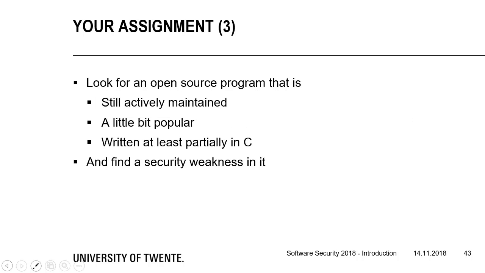Assignment number three, that's optional. So when you would like to get an excellent, what you do is you look for an open source program that is still actively maintained. That's a little bit popular. So actively maintained means, okay, let's say there has been development in the last 24 months, so a commit, a release, something like that. It's a little bit popular, so let's say when it's hosted on GitHub or GitLab, you have at least 10 forks, clones, whatever, stars. And it's written partially in C, and you find a security weakness in it, and you report that to the developer.